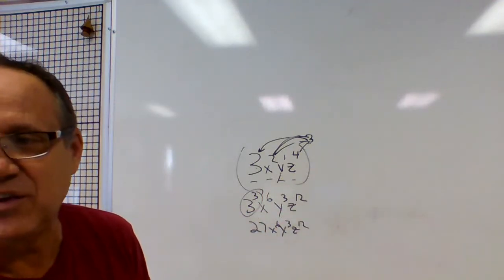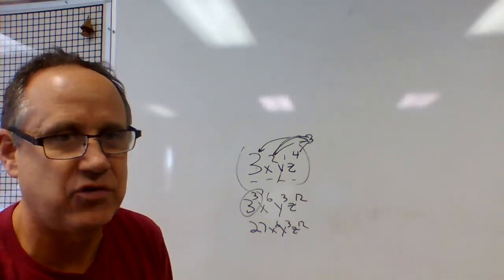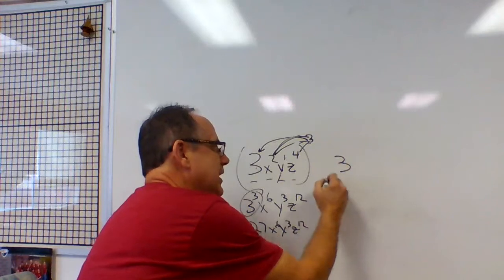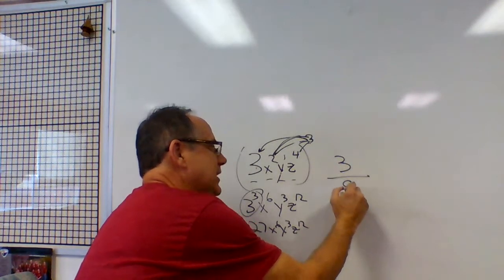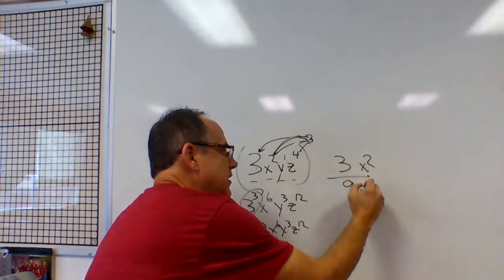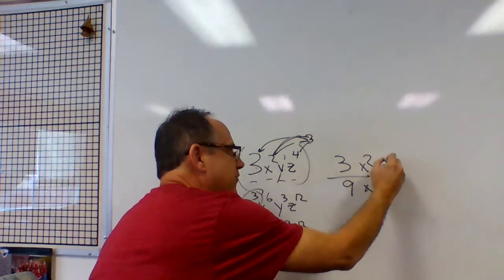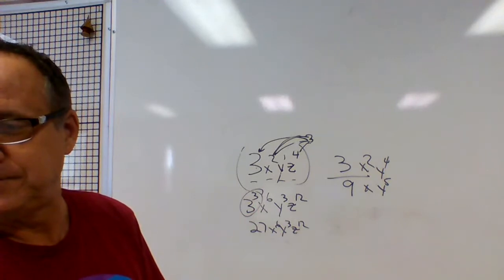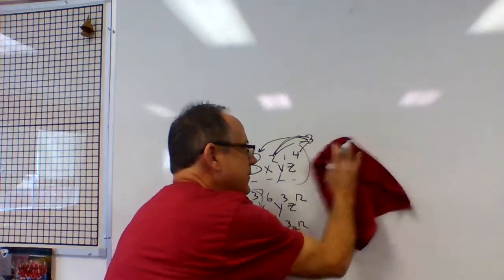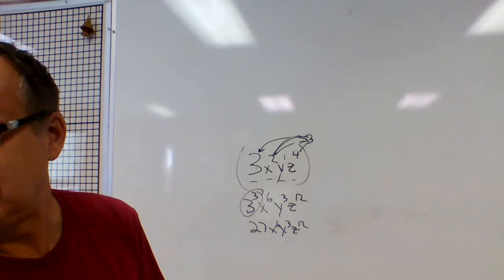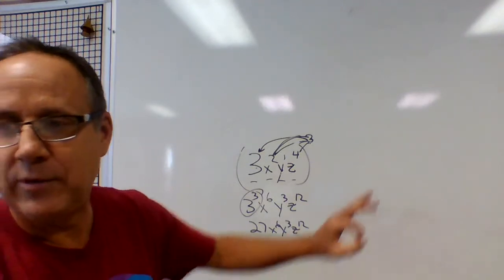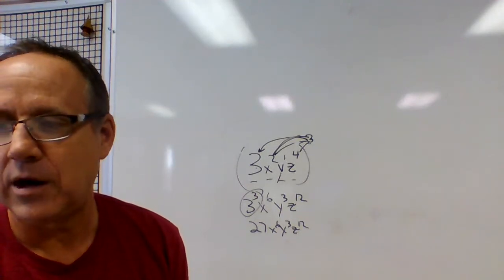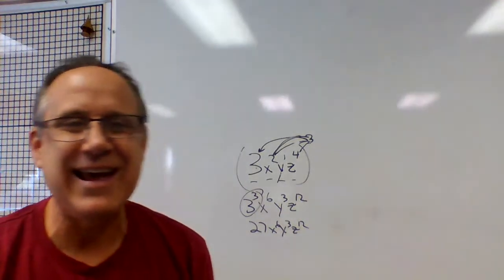And the last thing is all fractions are in simplest form, meaning if we have 3, 9, x squared, x, y, 4, y to the 5th. No, we're not going to do that. So just remember, we want to make sure all fractions are in simplest form. All right, so that's our lesson for today.